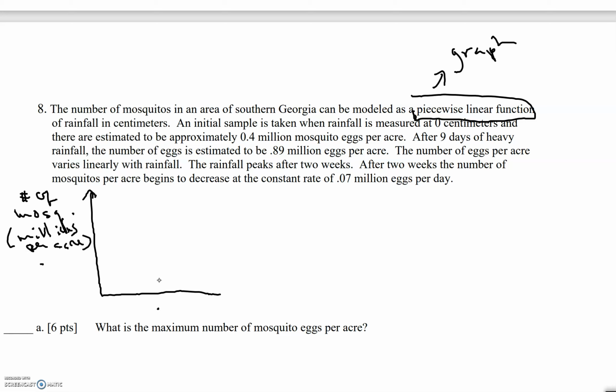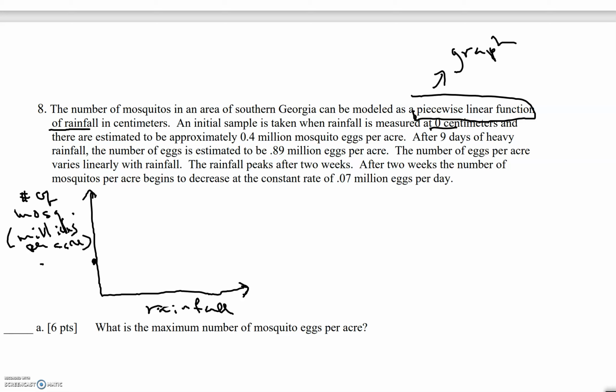But then the horizontal axis is a bit more mysterious because the question says it's a piecewise linear function of rainfall. So, we could put rainfall here, but then it gives you information about time, and it doesn't actually give us direct rainfall amounts. So, for example, here it says 0 centimeters, but then it doesn't give us any more rainfall amounts. Really what it gives you is time. So I think actually this axis, really we kind of need to change the problem a little bit.